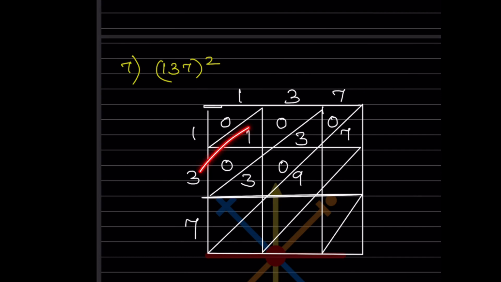Now here, 3 sevens are 21. So you will write here 2 and 1. Now this is 7, so you will write here 0 and 7. So here is 21, so this is going to be 2 and 1. And this is going to be 49, so this is going to be 4 and 9.